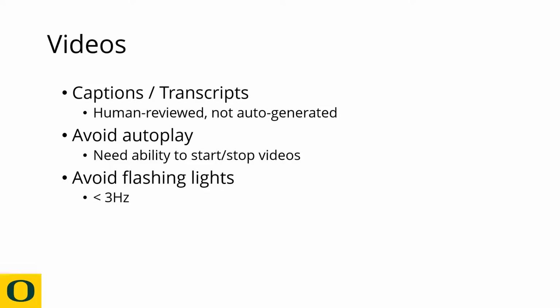You should avoid auto-playing videos. If they do exist, there must be a way to turn them off or to pause videos when they play. Lastly, make sure that no videos contain flashing lights. That's in excess of 3 hertz or 3 flashes per second, because this can trigger seizures in some people.